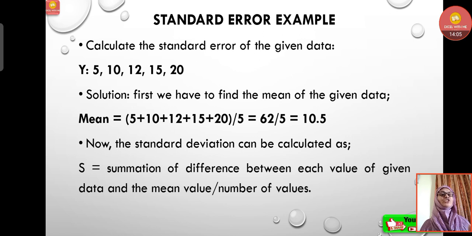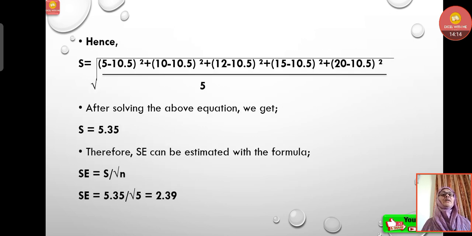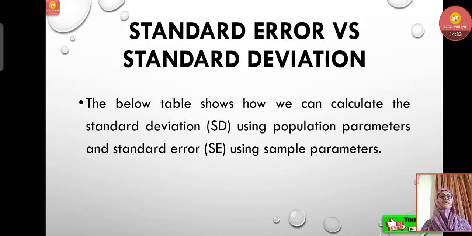Now the standard deviation can be calculated as S equal to summation of difference between each value of given data and the mean value, over number of values. Hence you can see the calculation here. After solving the above equation we get S equal to 5.35. Therefore SE can be estimated with the formula SE equal to S divided by square root of n. That is, you can get the answer 2.39. Standard error is 2.39.